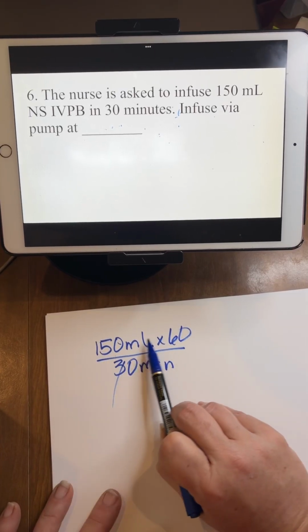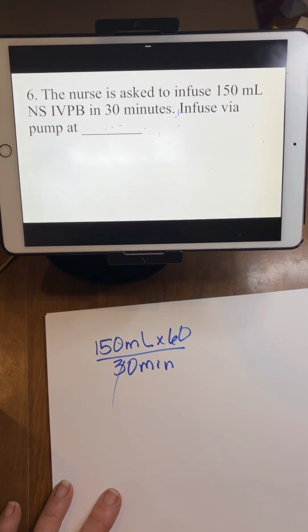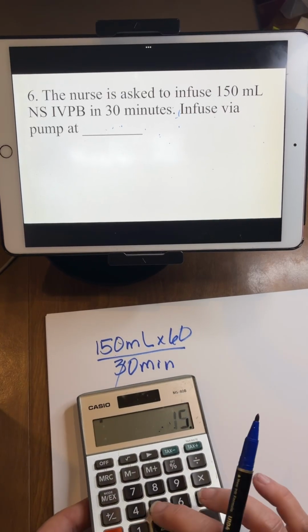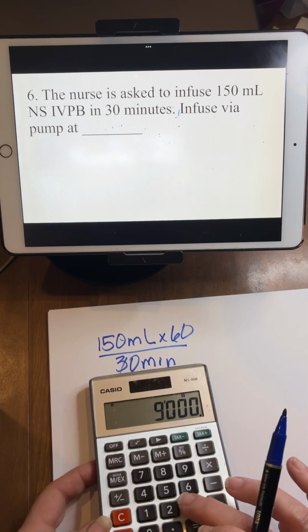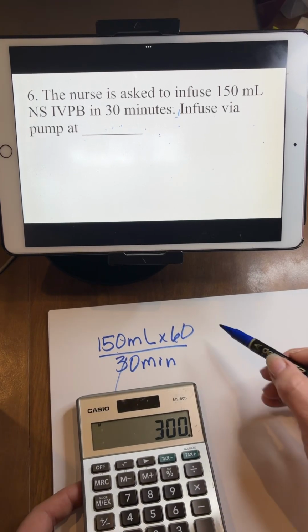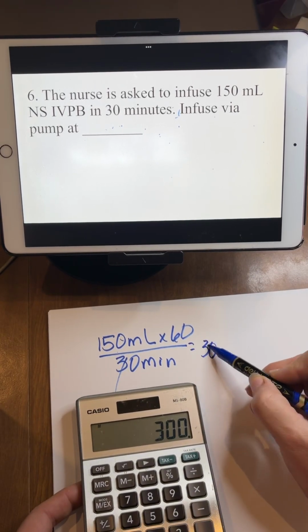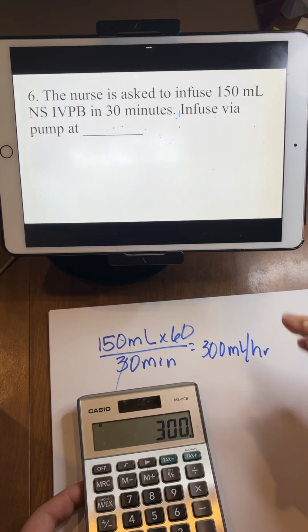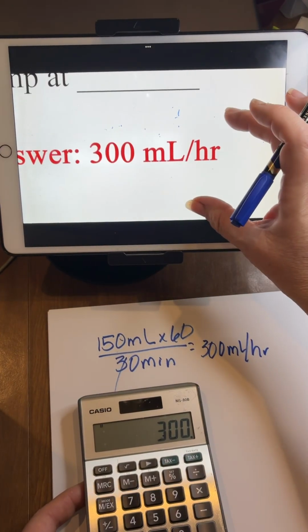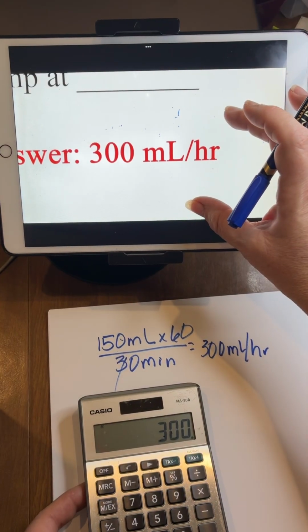And then we're going to do all the math on the top and divide it by the number on the bottom. So we're going to go 150 times 60 equals, divided by 30 equals, and it's going to be rolling in there at 300 milliliters an hour. Look, boom. Saved another one.